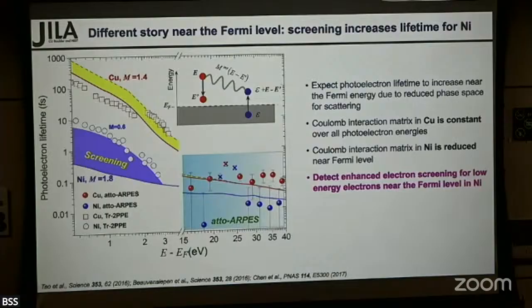I give this as an example because it shows how you would make an attosecond measurement. We never made one again after that.